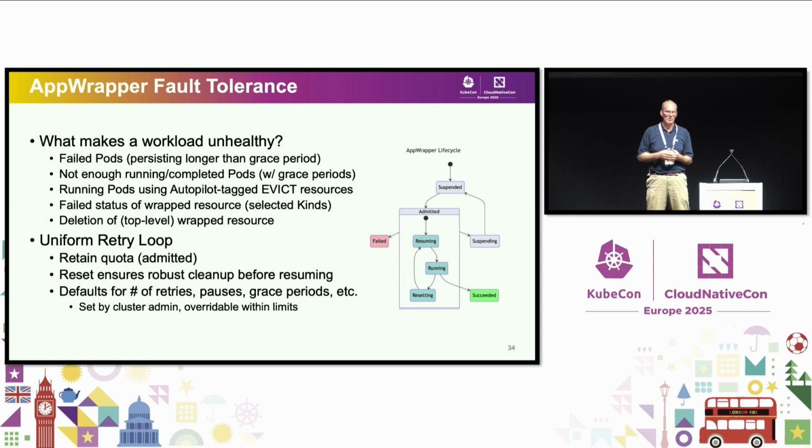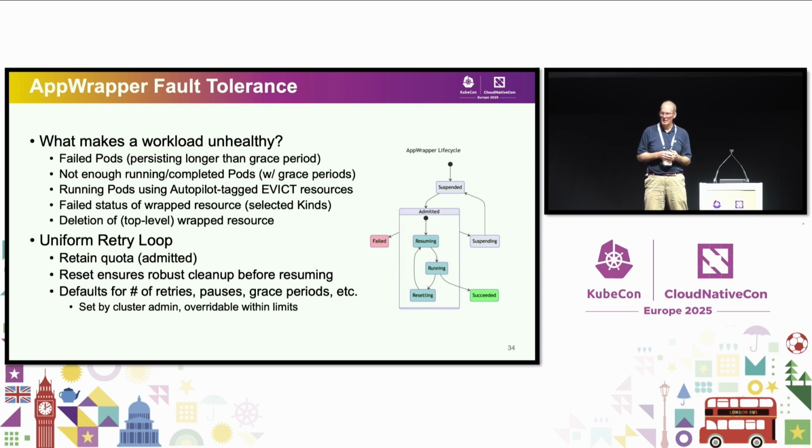And then if we had to do a retry, we kick into this retry state. And in that retry state, what happens is resetting. That's where the app wrapper controller will go in and first gently ask the top level resources to please delete themselves, and then monitor to make sure that it actually happens. And after a while, go in and forcibly delete them without giving them a choice, to make sure that everything is fully cleaned up before it goes back into the resuming phase and tries again.